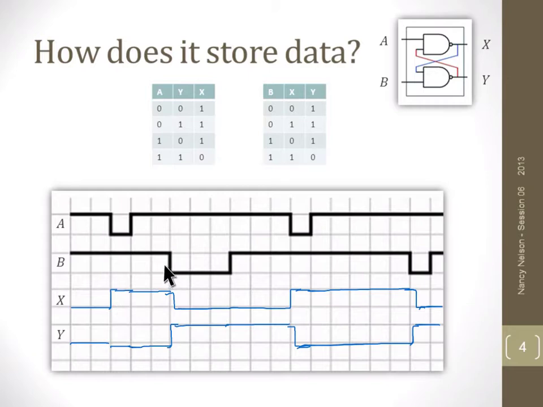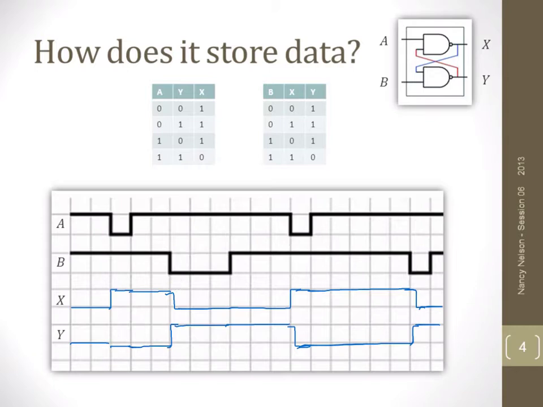When B goes low, so we have B going low here with A being high, so they're in opposite states, we can see that X goes low, or is reset. Here we have another A, X is set. Here we have another B, X is reset. So we can see this is causing a set, a reset, and a reset.